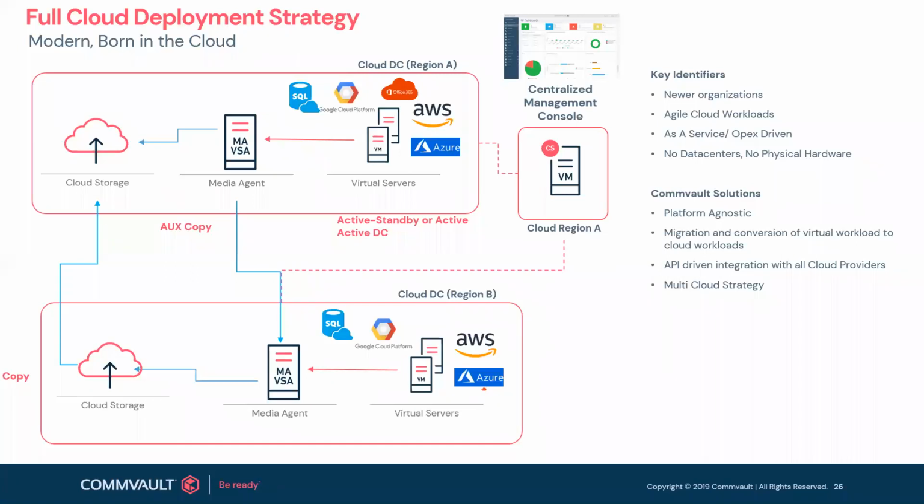So again, Commvault, we do not care about platform. We don't care what kind of environment you're using. We can be installed in cloud and on-prem. Okay. We can migrate any virtual workload to any cloud. VMware to something else, Hyper-V to something else. And everything we do is API driven.